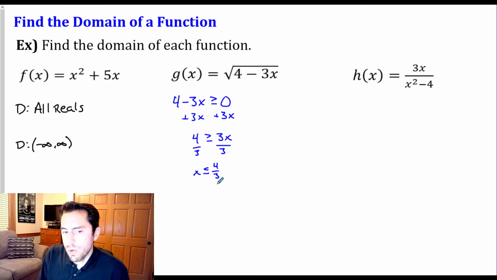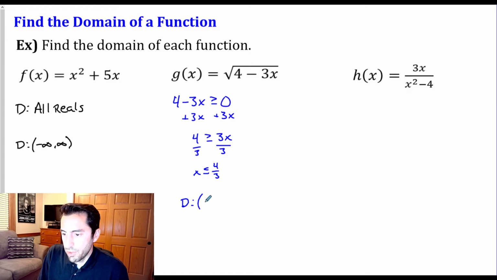So solving that inequality, what that tells me is that as long as I pick out any real number that is 4/3 or smaller than 4/3, this function will give me something that is a real number. So then to describe this as a domain, in interval notation, everything smaller than or equal to 4/3.